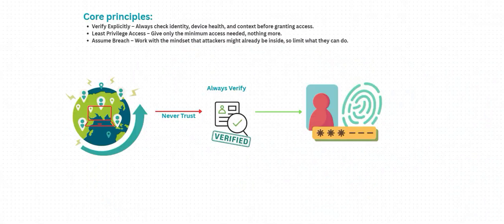So let's try to understand the core principles of Zero Trust. Number one, verify explicitly. Always check the user's identity, device health and context before granting access. Number two, least privilege access, users get only the access they need to do their job, no extra permissions. And number three, assume breach. Work with the mindset that attackers might already be inside, and design the system in such a way that even if a breach happens, attackers are contained and limited. And that in a nutshell is what Zero Trust architecture is all about.